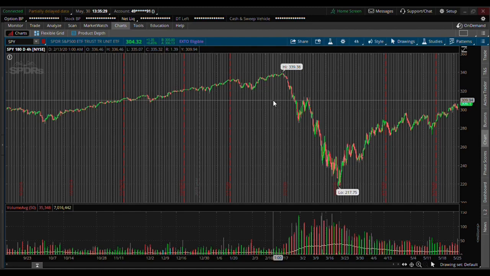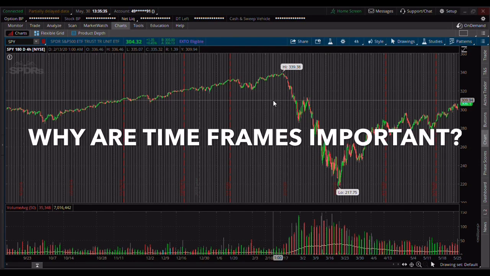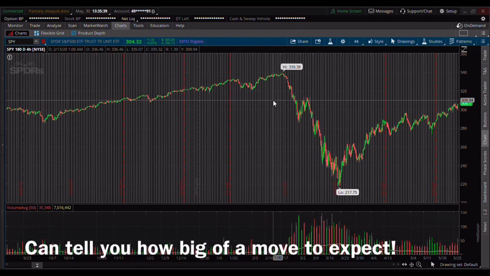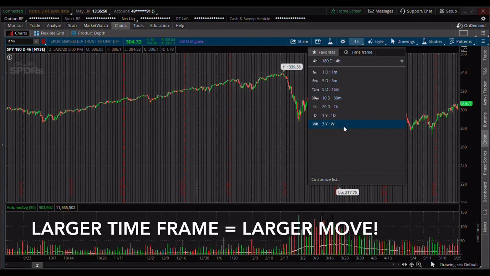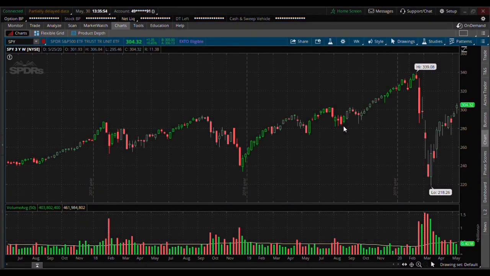So why am I telling you about these time frames? Why are they important? Time frames are important because they can really tell you how big of a move you are expecting, or when to expect it. The larger the time frame you see something on, the bigger the move may be.